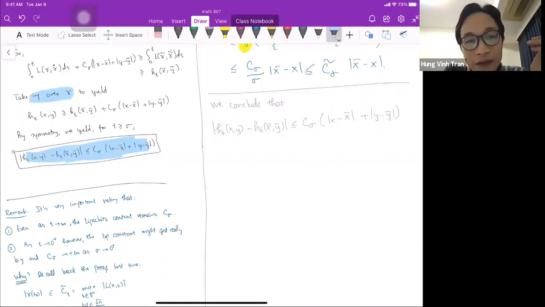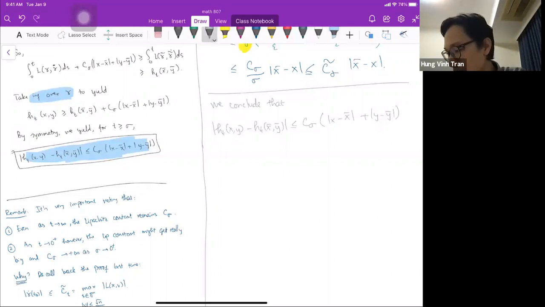And as a matter of fact, you can actually prove that by writing down simple arguments. You can prove that the Lipschitz constant blows up when sigma goes to zero. So in other words, if we are not careful, and we claim that we have a uniform Lipschitz property for all t, it would go wrong. That's exactly the point of the remark here.